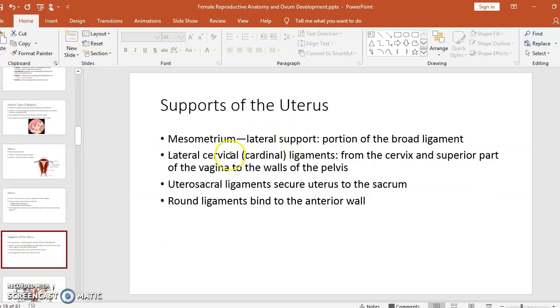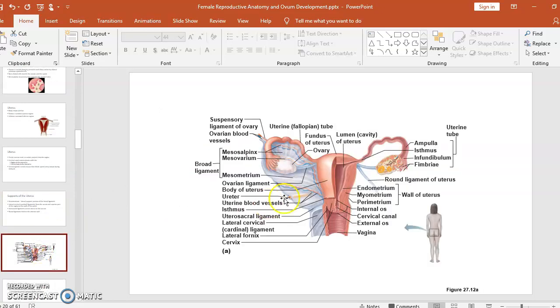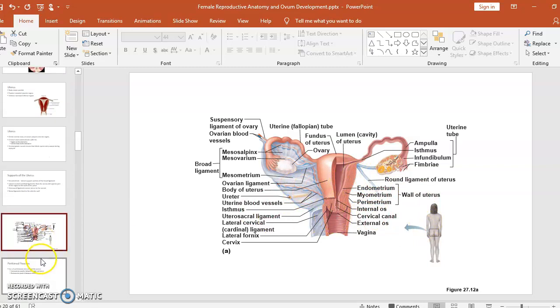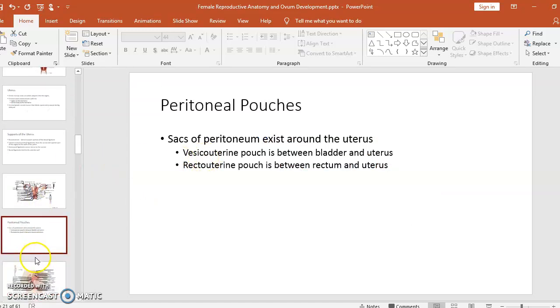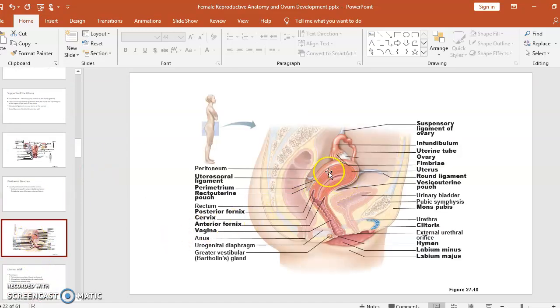Support of the uterus, we talked about the uterosacral, the round ligaments, the cardinal ligaments. We showed that in the picture here and discussed that, which you have here. Okay. Go a little further. Peritoneal pouches, those were the pouches that we alluded to here. You had a pouch between the rectum and the uterus, recto-uterine, and a pouch between the bladder and uterus, a blind pouch, the peritoneum dipping down, which is a vesico-uterine pouch. That's in the front, anterior, and that's in the back. Okay.